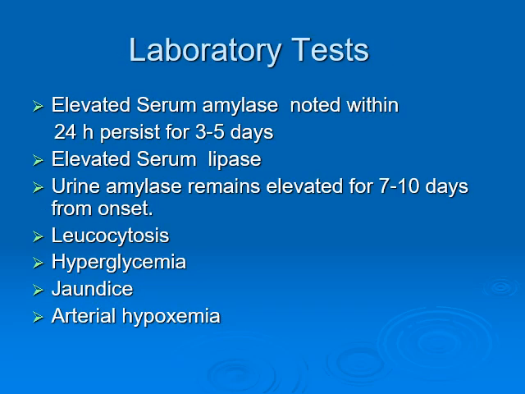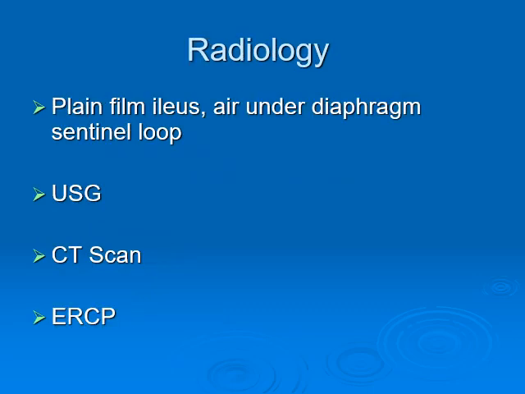Laboratory tests: elevated serum amylase and lipase. Actually, serum amylase is noted within 24 hours and persists for 3 to 5 days, while serum lipase persists for up to 10 days, especially urinary amylase. Leukocytosis, hyperglycemia, jaundice, and arterial hyperemia.